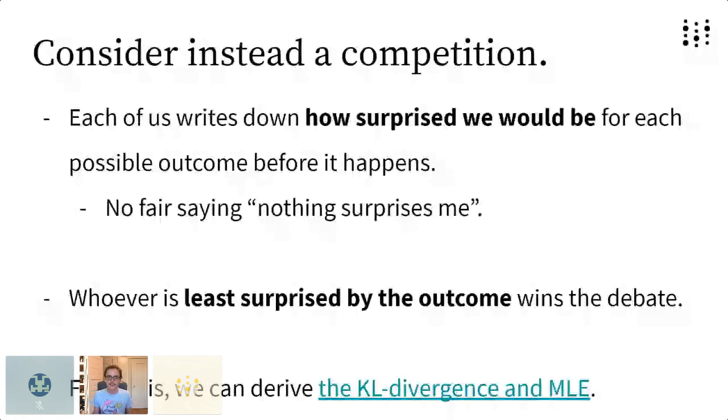And it's important to say that it's no fair saying nothing surprises me. There's a technical mathematical way to enforce that. But basically, you have to say that some things are surprising to you. Maybe everything's the same amount of surprising, but you can't just say everything is completely unsurprising. And then whoever is least surprised by the outcome wins the debate, at least this time around.